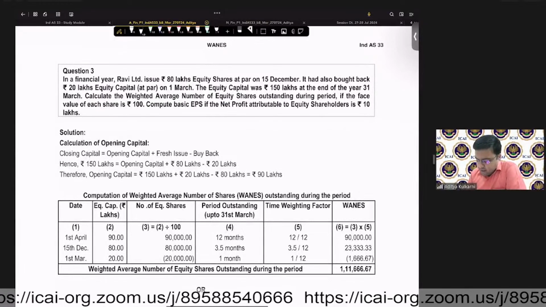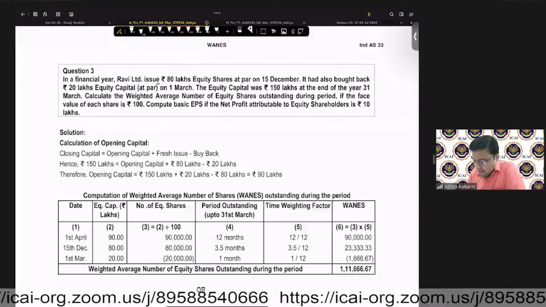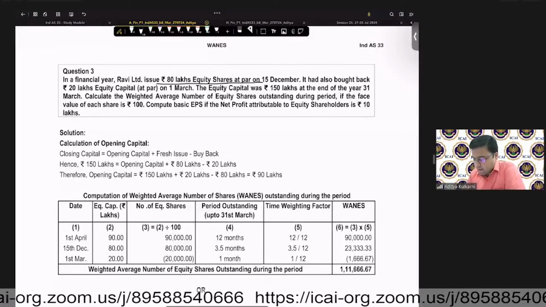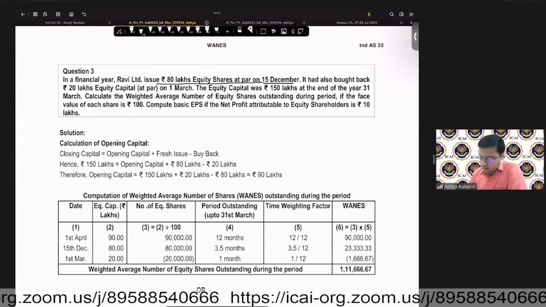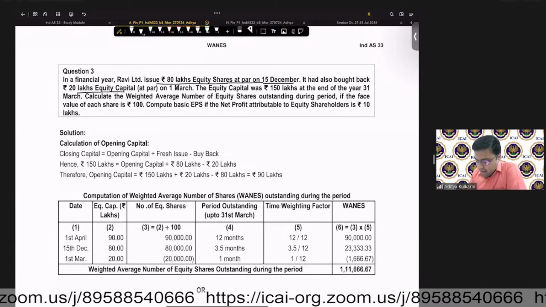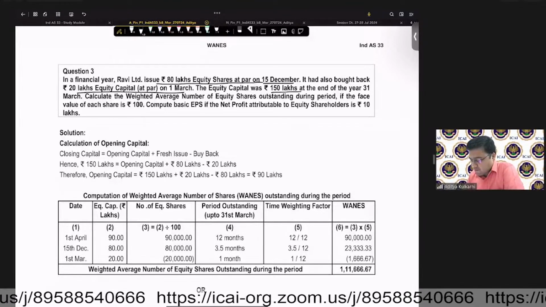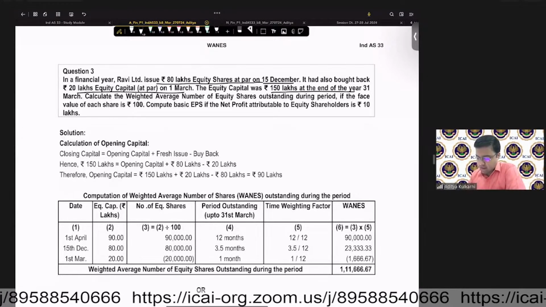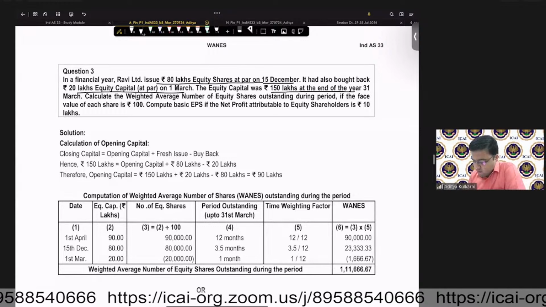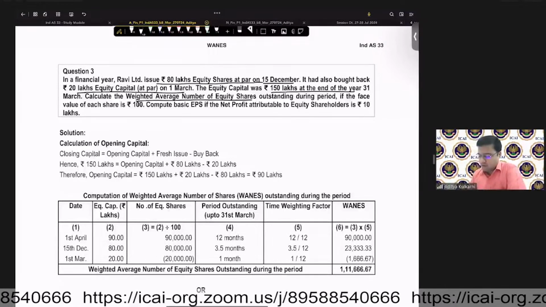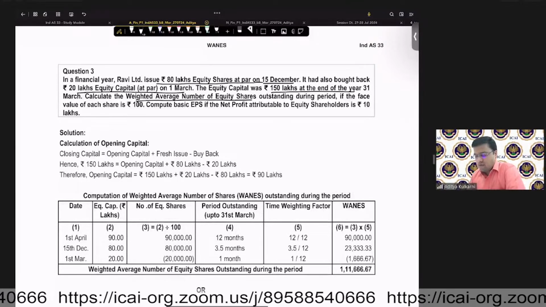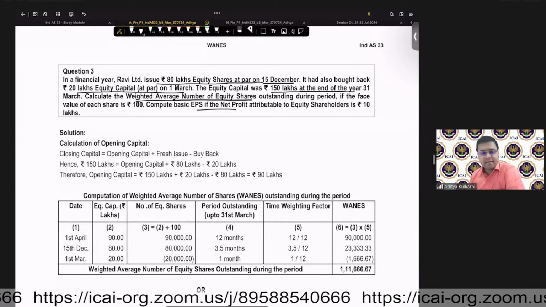In a financial year, Ravi Limited issued 80 lakh equity shares at par on 15th December. It had also bought back 20 lakh rupees at par on 1st March. Equity capital was 150 lakhs at the end of the year, 31st March. Calculate the weighted average number of equity shares outstanding if the face value is 100 and also compute the basic EPS.